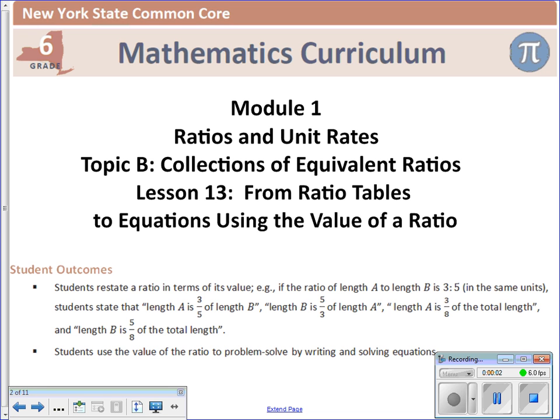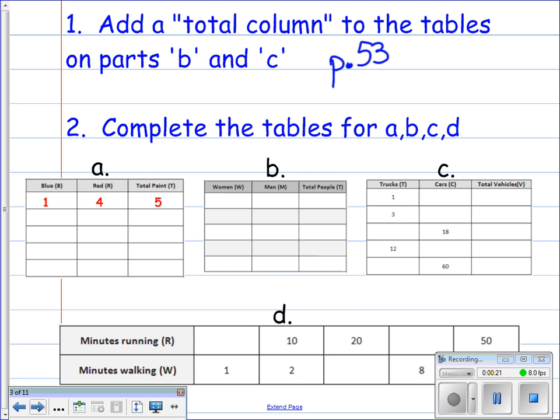Alright, today we're going to continue looking at lesson 13 and really review how to write equations from ratio tables. Now if you're watching the recording at home, it's going to be paused and started a lot because we're going to be doing interactive activities in class, but I'll be sure to record the reviews. So right now everybody turn to page 53 in your modules.